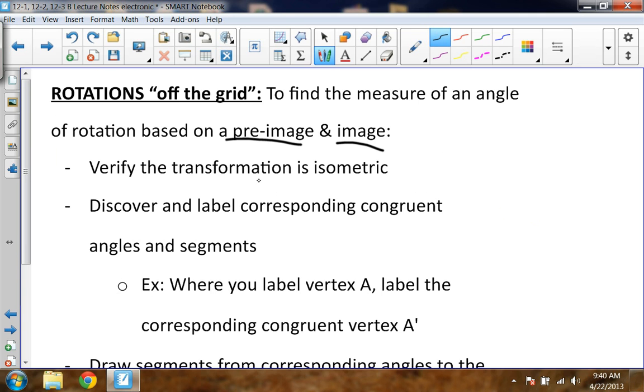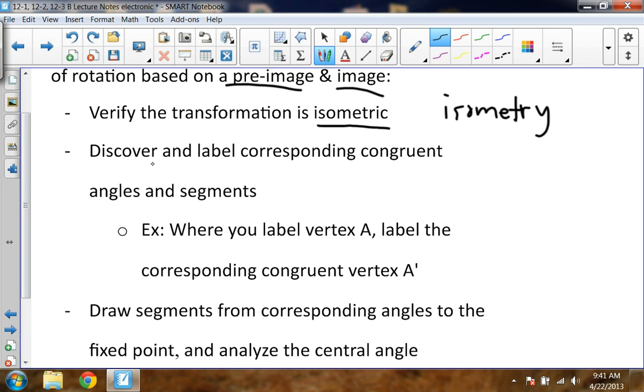First of all, you want to verify that the transformation is isometric. So that's the adjective for isometry, that word you learned. And remember, isometry means that your pre-image and your image are congruent. So verify that the transformation is an isometry, that it is congruent to your pre-image. Okay? Discover and label corresponding congruent angles and segments.